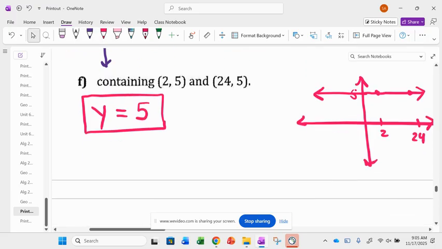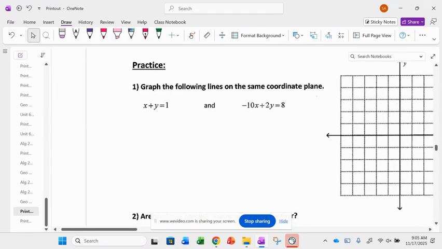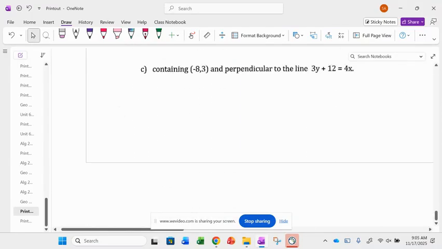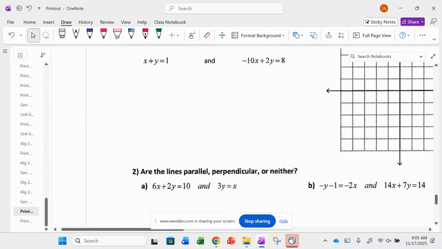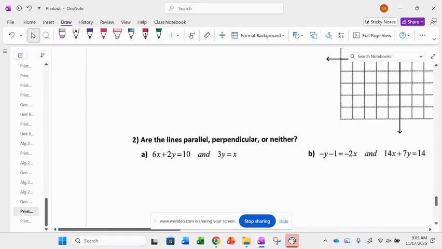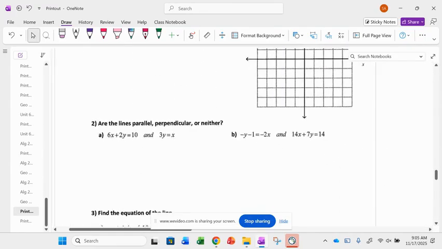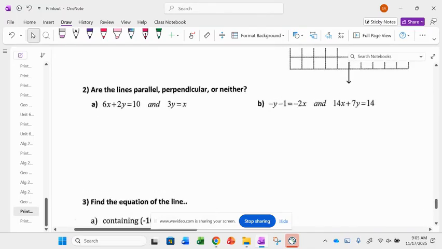Okay, your homework tonight. Do you guys see where it says practice? These problems are your homework. That's all it is, just those 3. But I do want to show you number 2. I'll do one of them because there's going to be a whole section like this on your test also.